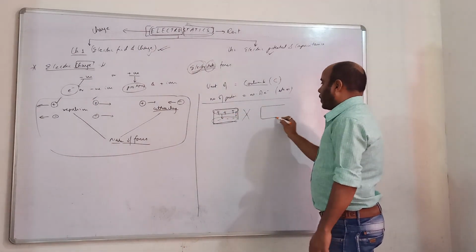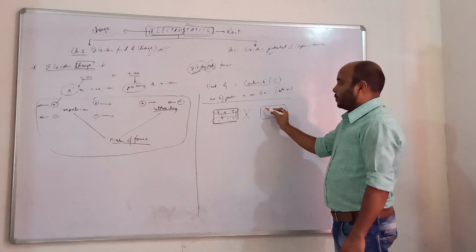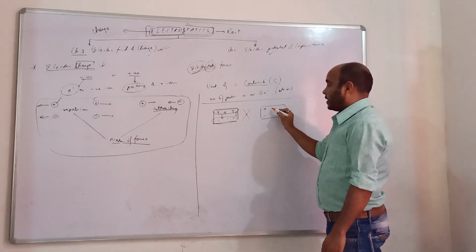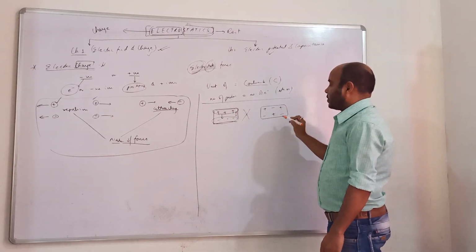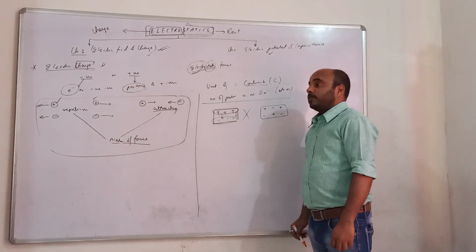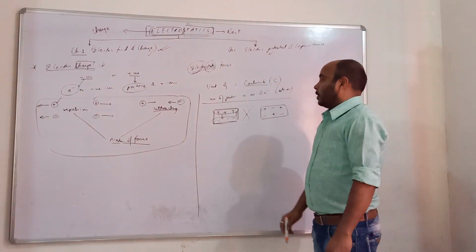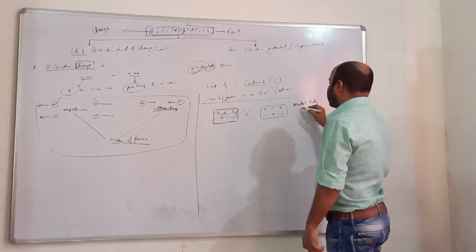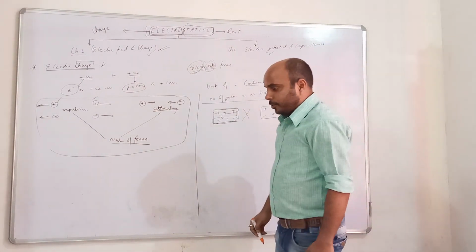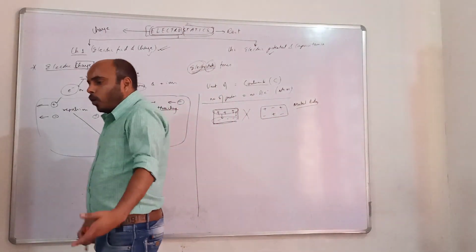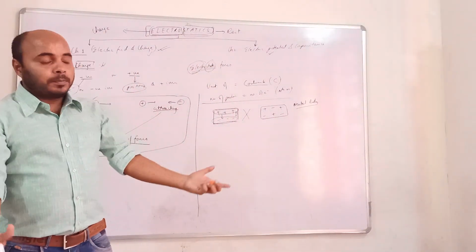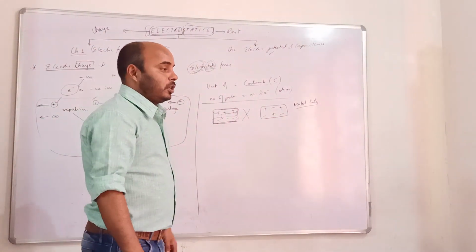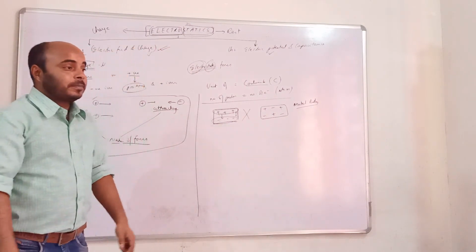So when I want to represent a neutral body, we represent it like this, alternate, plus, minus, minus, plus, plus, minus. This is a neutral body. Now we understand this is a neutral body. So if all bodies are neutral, then how come we have a positively charged body or a negatively charged body?